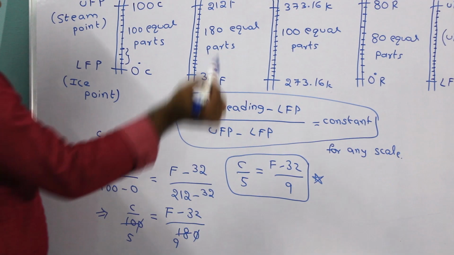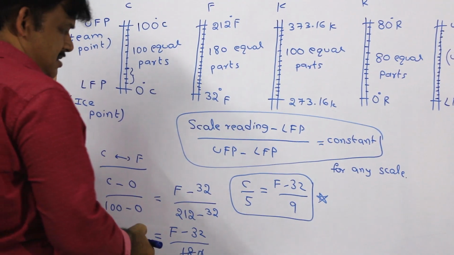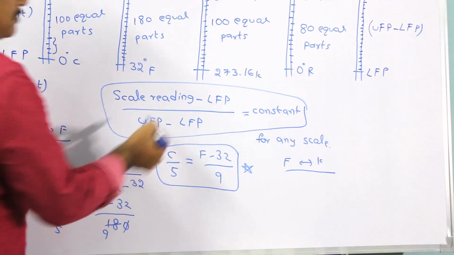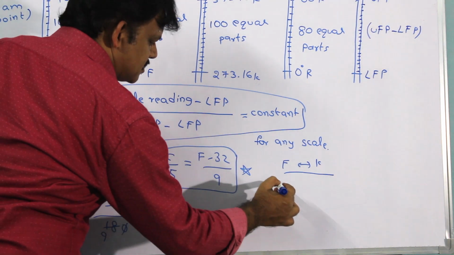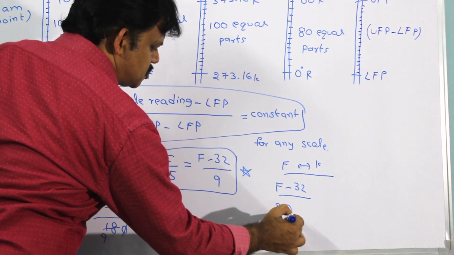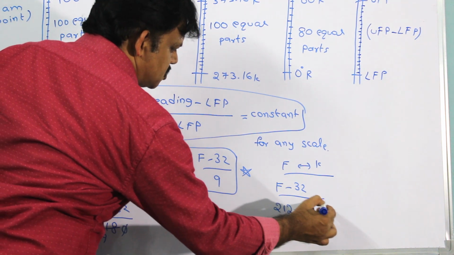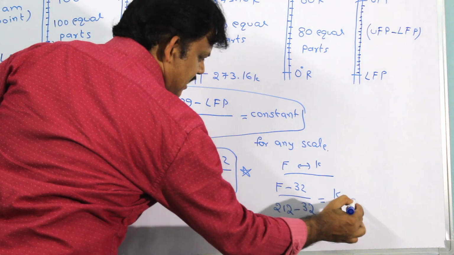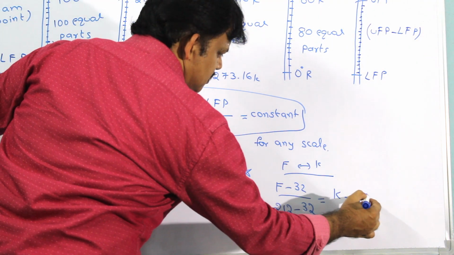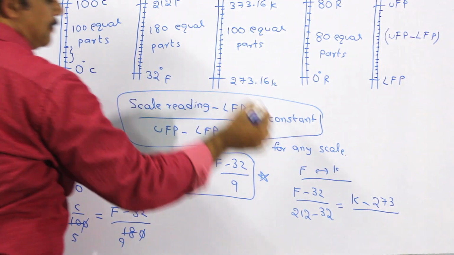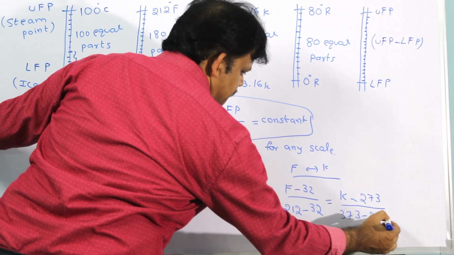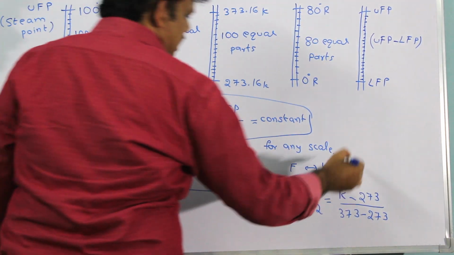Let me derive the relation between Fahrenheit and Kelvin. The same formula we have to apply. Fahrenheit scale reading F minus lower fixed point 32, upper fixed point 212, lower fixed point 32, is equal to, in the Kelvin scale, the scale reading K minus lower fixed point 273.16. Approximately we will take 273, divided by the gap, that means 373 minus 273.